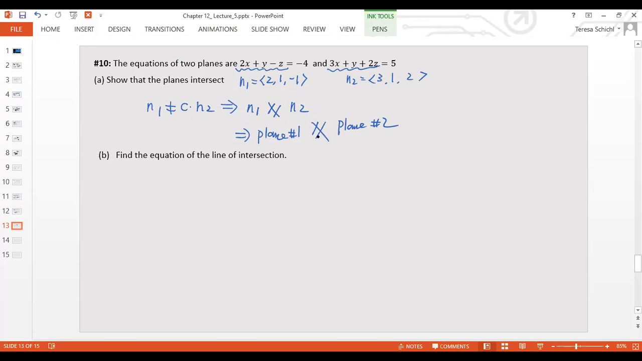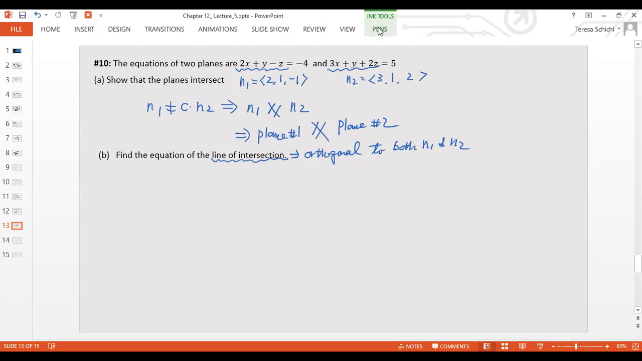Now the next one, we're going to learn a new thing: find the line of intersection. We know the line of intersection of the planes is going to be orthogonal to both n1 and n2.